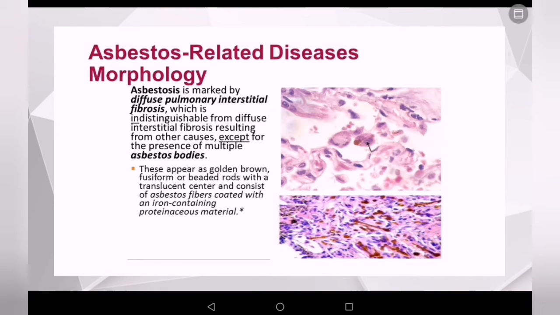Looking at the morphology of asbestos related diseases, as you can see in these slides, asbestosis is marked by diffuse fibrosis, which is indistinguishable from the diffuse interstitial fibrosis resulting from other causes, except for the presence of multiple asbestos bodies, which you can appreciate here, also known as the ferruginous bodies. These are the only thing which will be specific to the asbestos related diseases. These appear as golden brown fusiform or beaded rods with a translucent center and consist of asbestos fibers coated with an iron containing proteinaceous material.